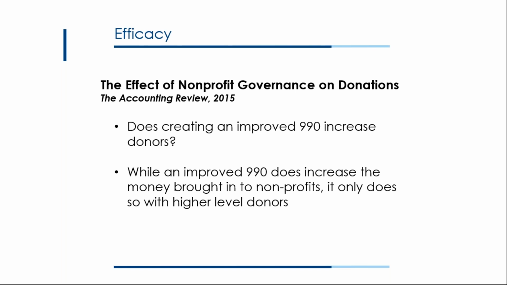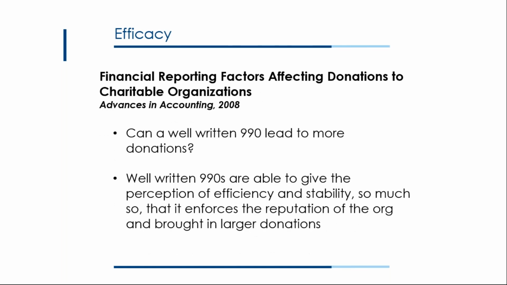While they did find that there wasn't an increase in lower level donors when that change happened, they did find it was correlated with donations from higher level donors. We could argue that what is really happening here is that better 990s are really showing that the organization got their act together. However, this result was reinforced by the insights given by another study, Financial Reporting Factors Affecting Donations to Charitable Organizations. Here, after conceptualizing and categorizing the possible perceptions an organization gets from a 990, the authors found that when the 990 is able to give the perception of efficiency and stability, it enforces the reputation of the org and is positively correlated with larger donations.